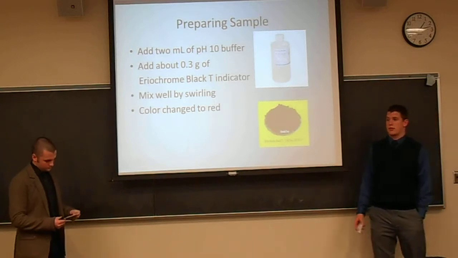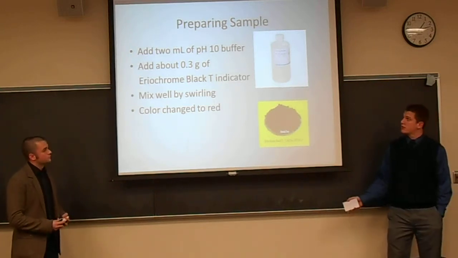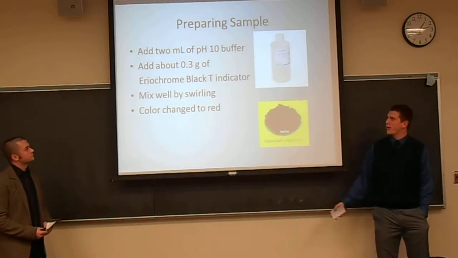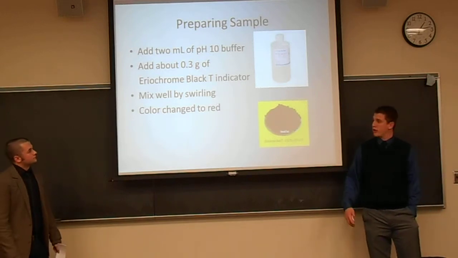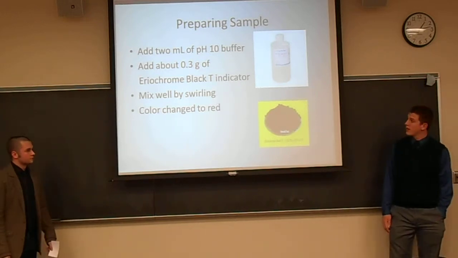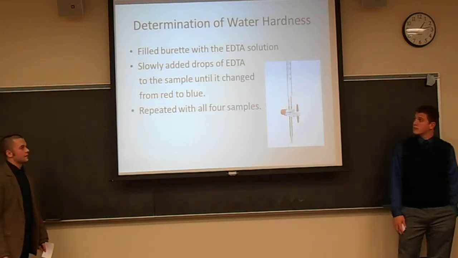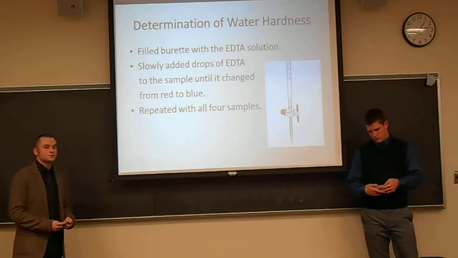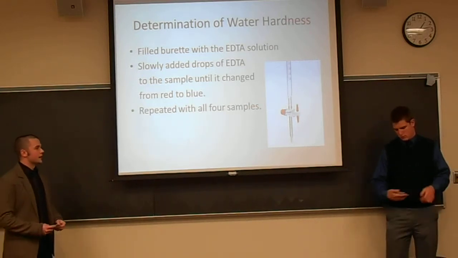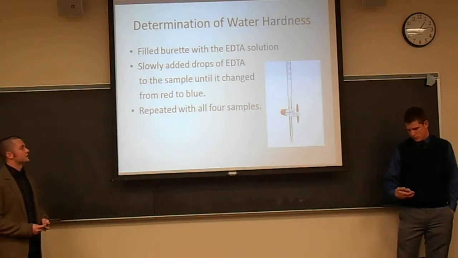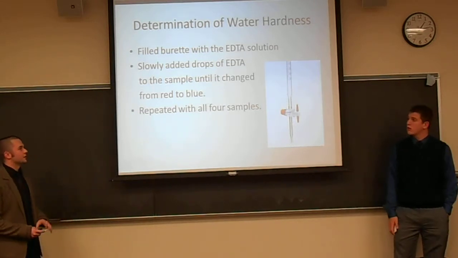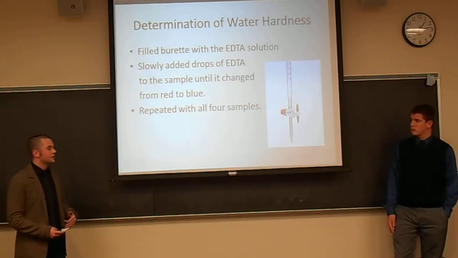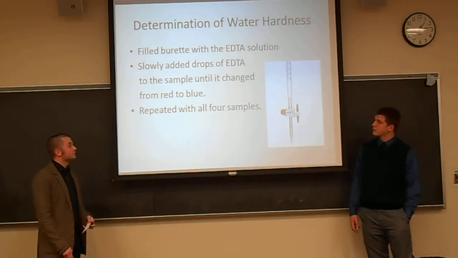We added 2 milliliters of the pH 10 buffer to each solution, and then a 0.3 gram scoop of Eriochrome Black T indicator. We mixed it by swirling, and that should cause it to change red. We had a burette filled with the EDTA solution already, so immediately after we added the buffer to one of the solutions, we slowly added the EDTA to it until it changed from the red color to a bluish blue-green color. Once that happened, we recorded how much of the EDTA was used, and then we repeated it for the other 3 samples.